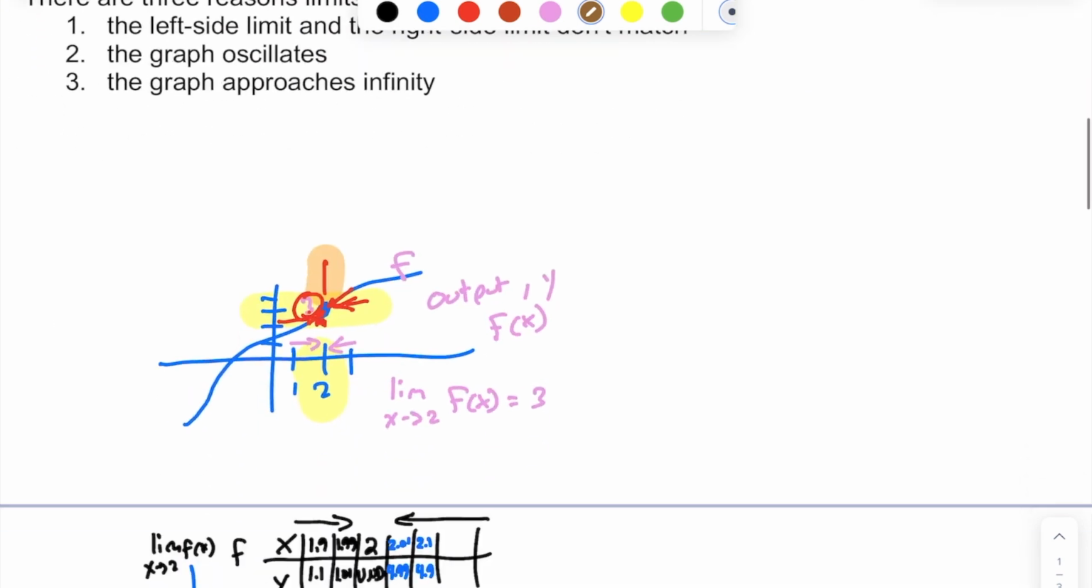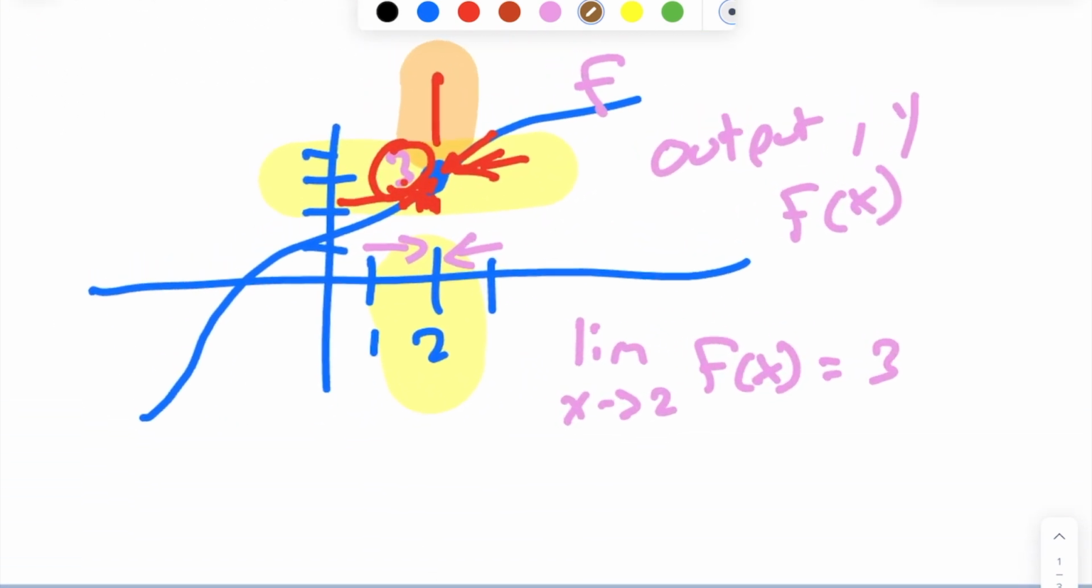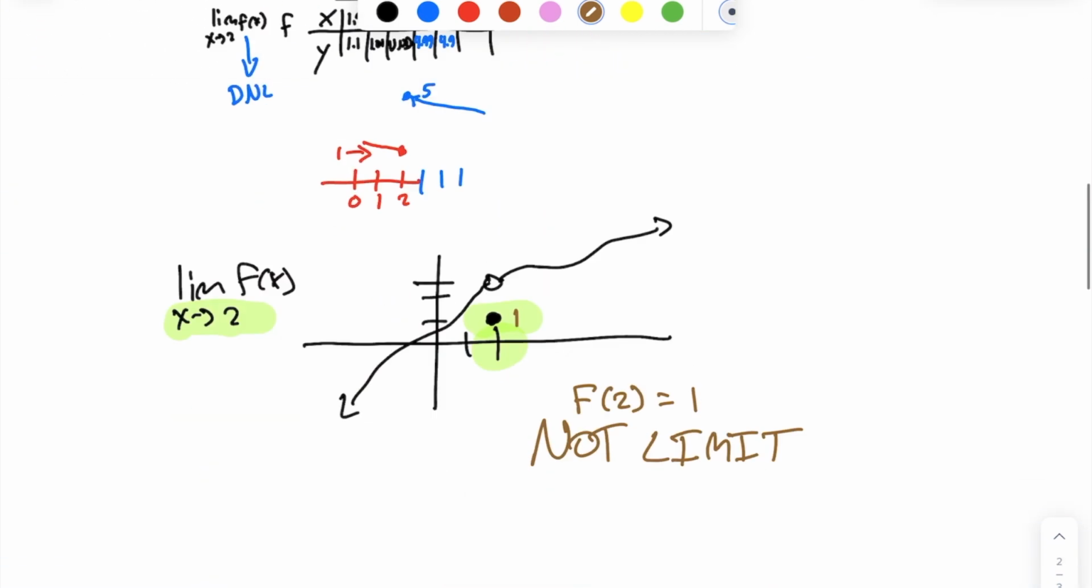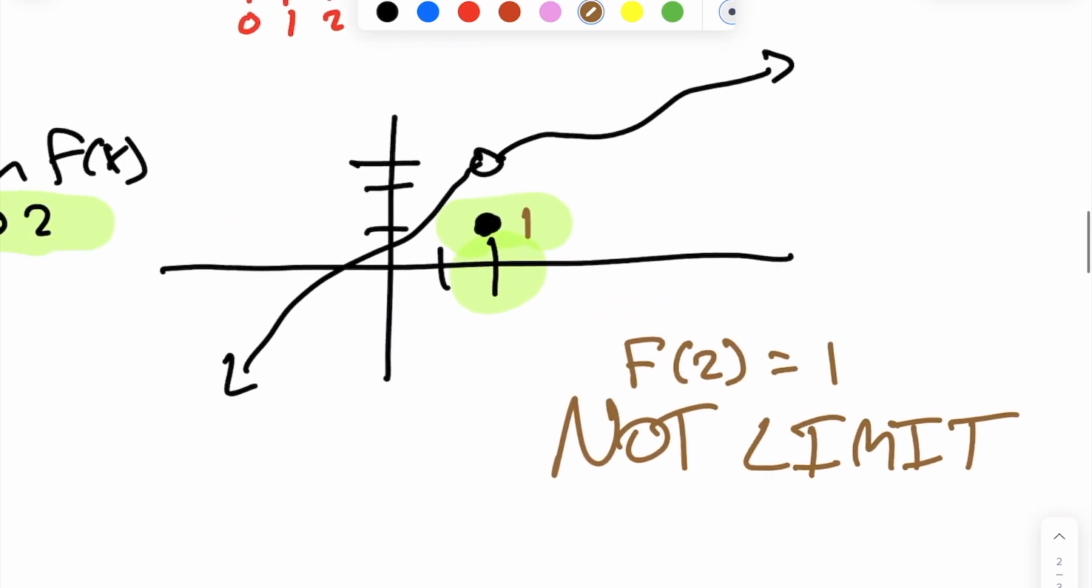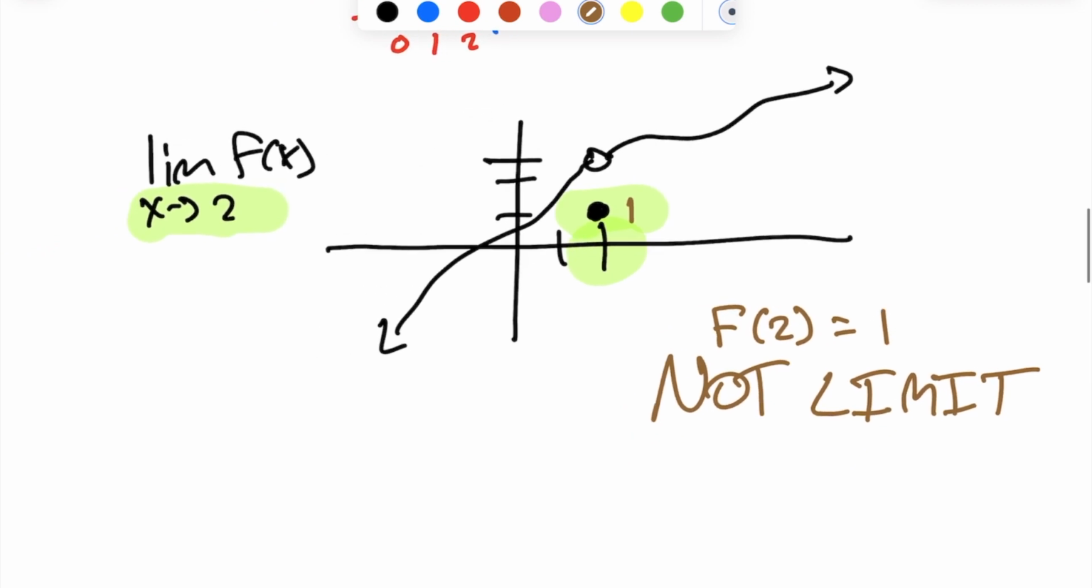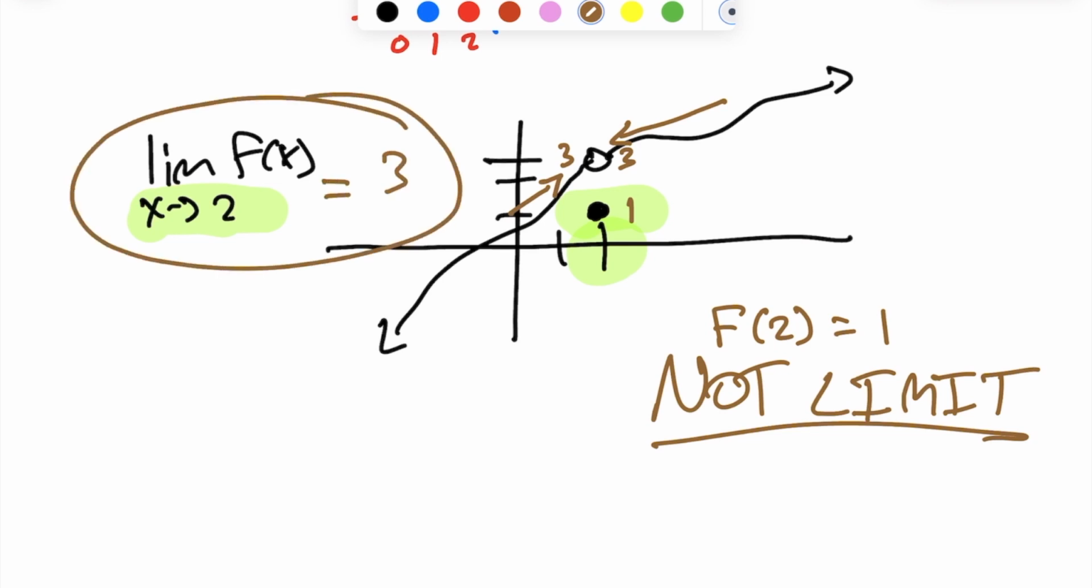Now, we have seen where limits end up being the number, like here, where the left and right side both came to 3. But in this case, the destination of 2, the function at 2, f of 2, gives us a number of 1, but that's not the limit. From the left side, we are coming up to the number 3. From the right side, we are coming down to the number 3. So the limit as x approaches 2 of this function is 3.